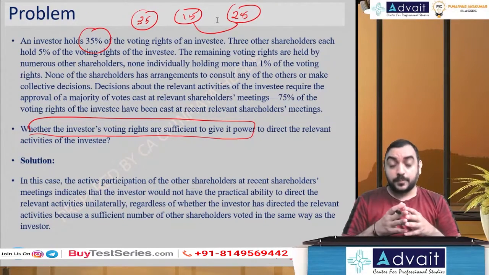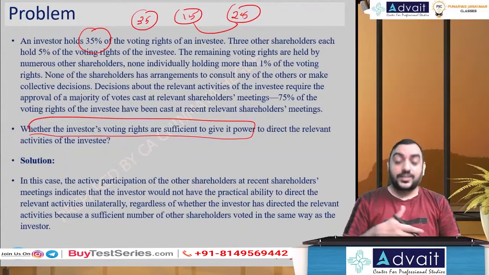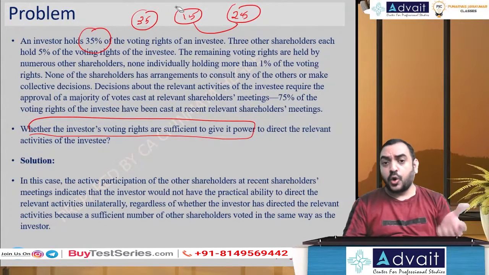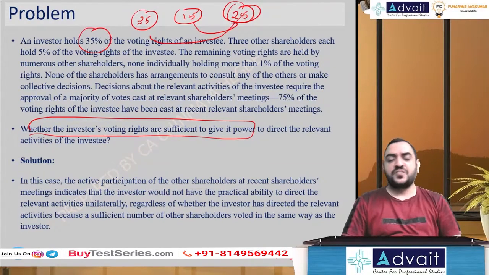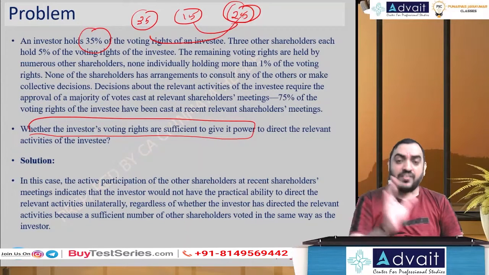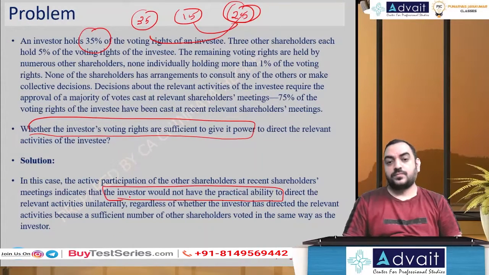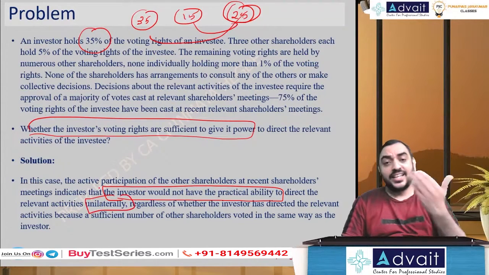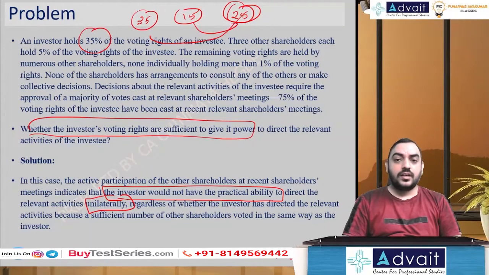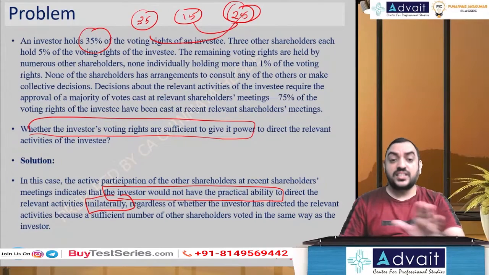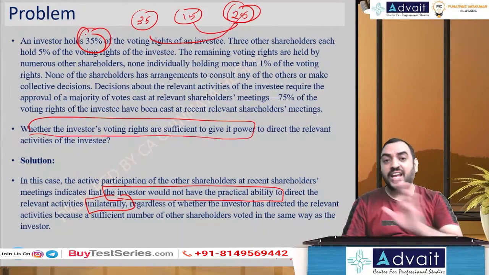But you can also say what happened in the past. In the past, is it more likely that these people are likely to be in favor of you? Then you can say you have the power. But looking at the facts of the case, having 35%, you cannot make that decision unilaterally. The investor would not have the practical ability to make the decision unilaterally, and therefore the investor having 35% doesn't have the power.